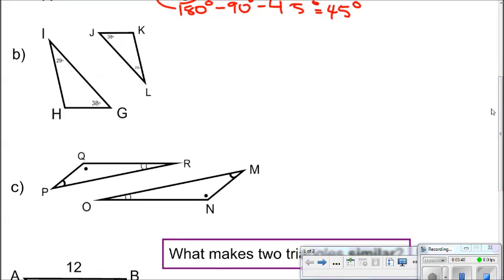Looking at examples B and C, these are also looking at the angles for similar triangles. You want to match up the angles, and sometimes the triangles aren't turned the correct way. But if we look, angle G and angle J are both 38 degrees.